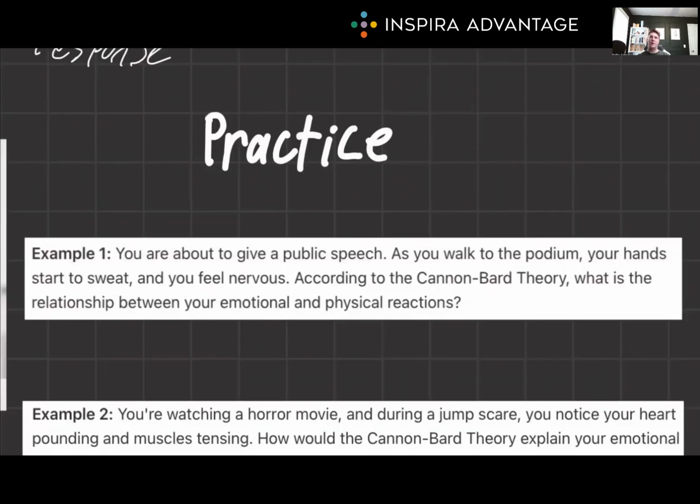Let's apply the Cannon-Bard theory to some example problems to solidify our understanding, starting with example problem 1. You're about to give a public speech. As you walk to the podium, your hands start to sweat and you feel nervous. According to the Cannon-Bard theory, what is the relationship between your emotional and physical reaction? Well, according to the theory, you would experience the nervousness and sweaty palms simultaneously and independently.